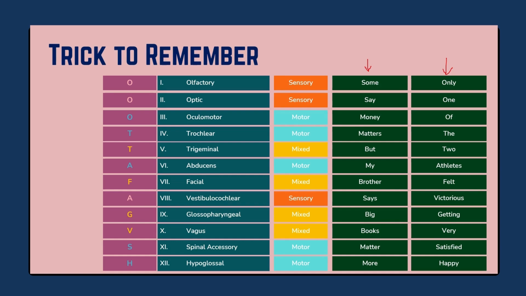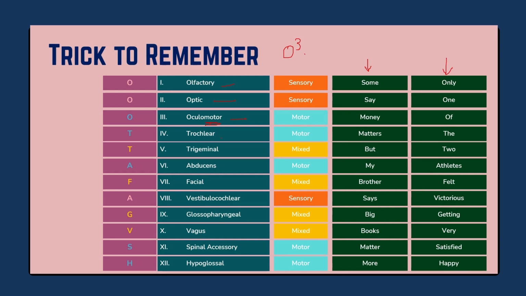So the 12 pairs, first one we have olfactory. Olfactory was what? Smell. Optic was what? For seeing, seer. Oculomotor, which is motor and it's used for eyeball movement. So we have three nerves, first three nerves starting from O. Which are they? Olfactory, optic, and oculomotor.